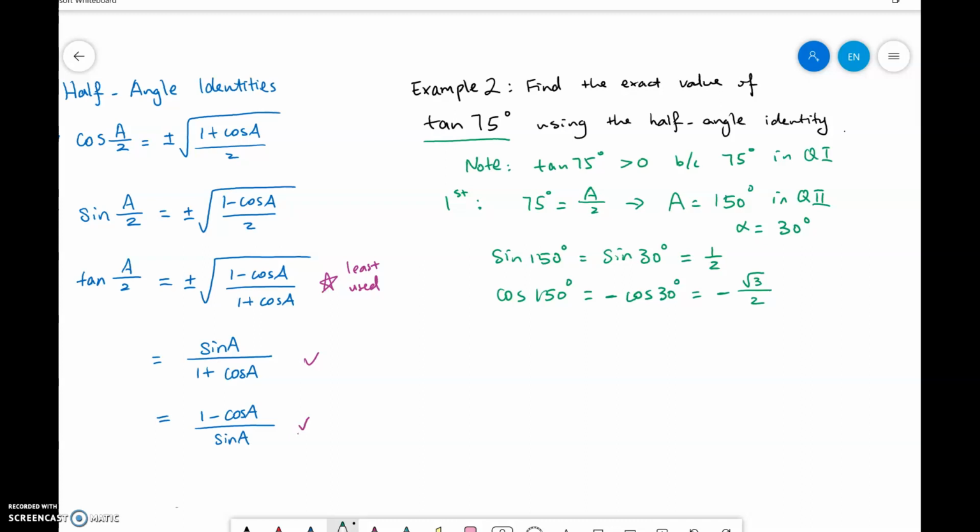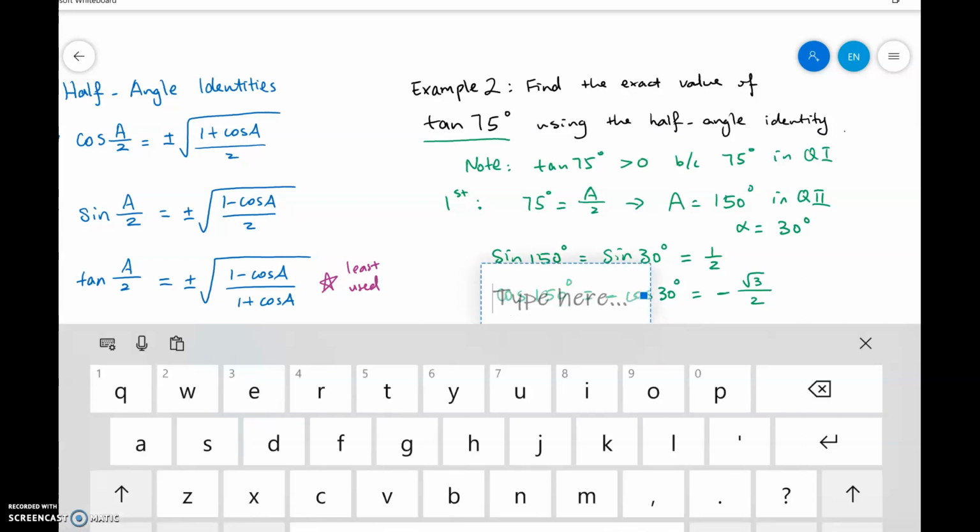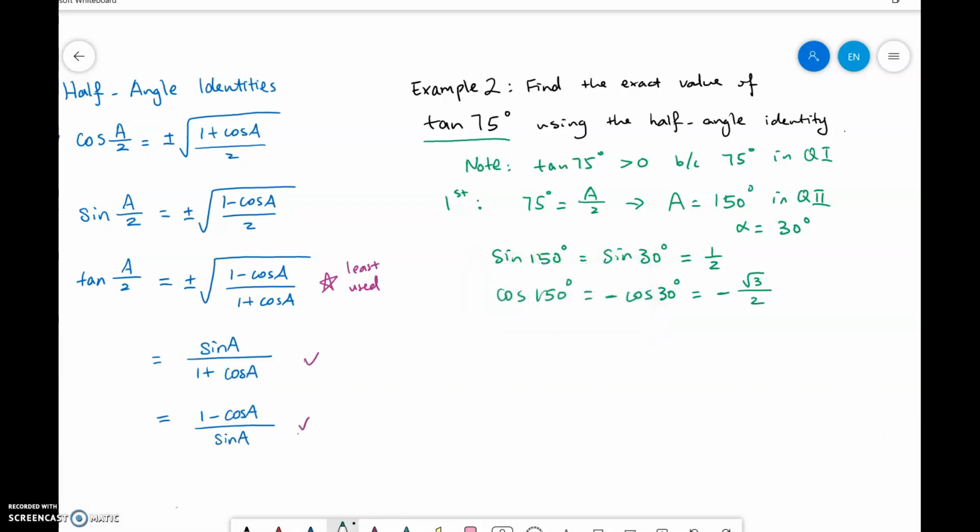Okay, so once I have all the pieces written down and ready for me, now I'm going to get into the formulas. So tangent of 75 degrees, I'm going to use the second one, sine of a, which is sine of 150, divided by 1 plus cosine of a, cosine of 150. Sine of 150 is 1/2. Cosine of 150 is negative square root 3 over 2.